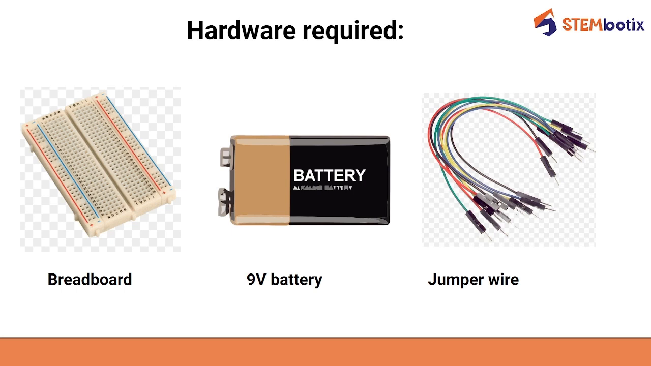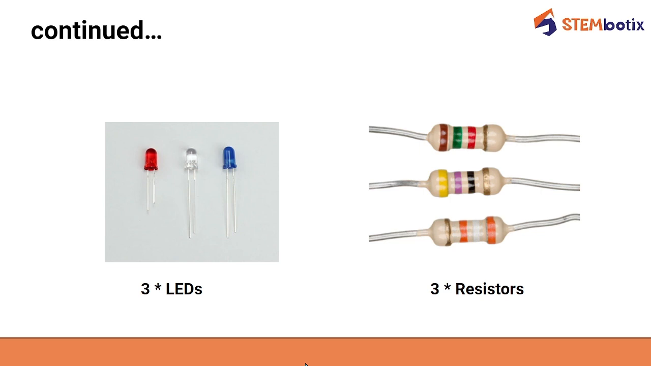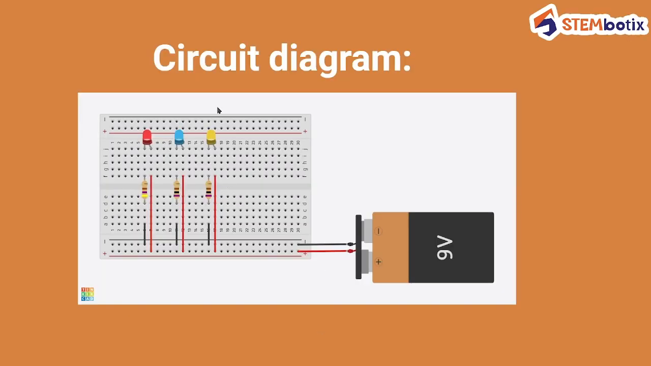The hardware we are going to require is a breadboard, a 9-volt battery, some jumper wires, 3 LEDs and 3 resistors. So in this activity we are going to need 3 resistors. This is the circuit diagram of your LEDs connected in parallel.